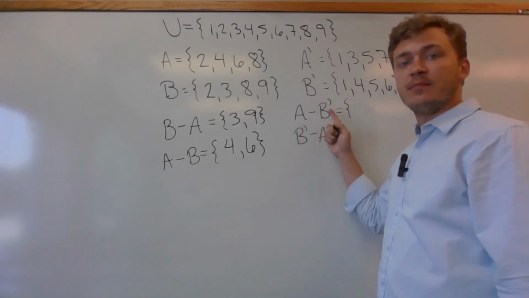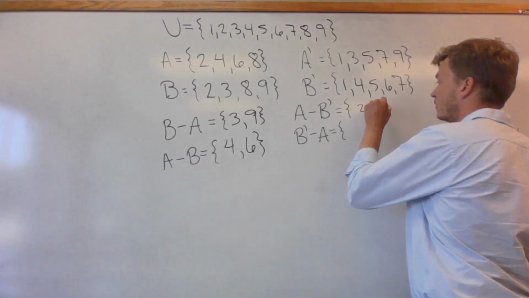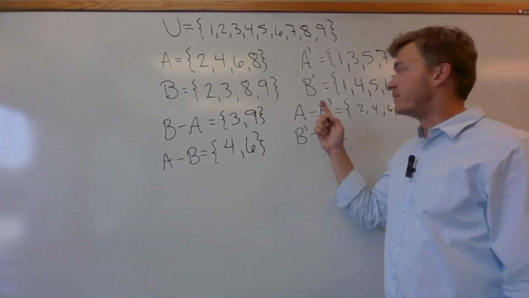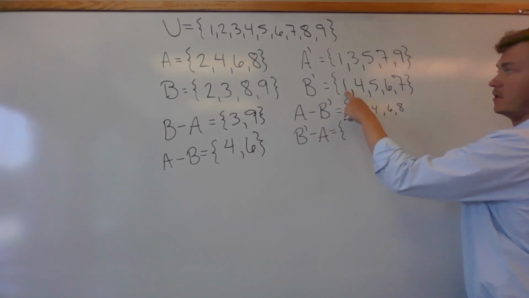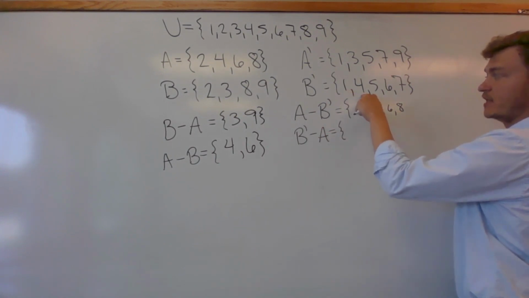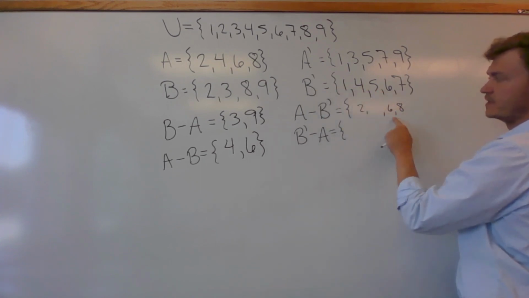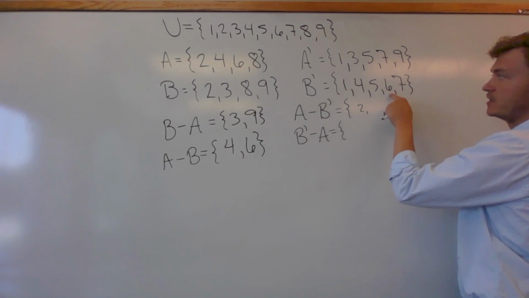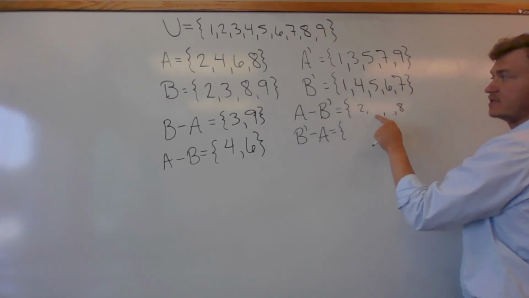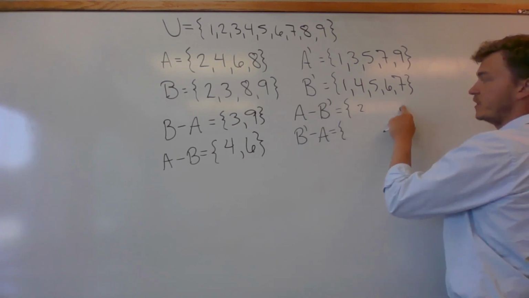A minus B complement, so we're starting with A, 2, 4, 6, 8. I'm going to take away whatever's common from B complement. B complement contains a 1, but this does not. B complement contains a 4, I'll take it away. B complement contains a 5, this does not. B complement contains a 6, I must take it away. B complement contains a 7, this does not. So A minus B complement will just be the 2 elements, 2 and 8.